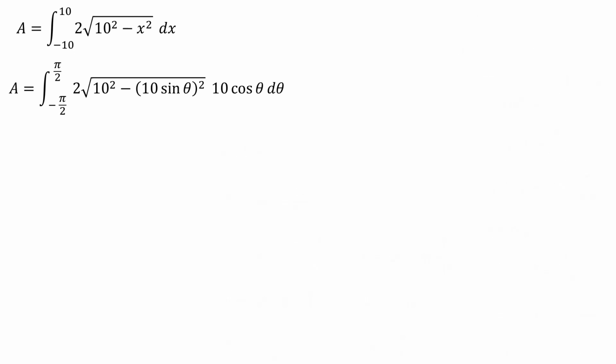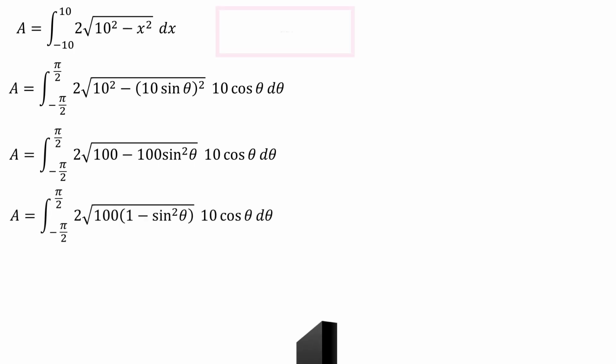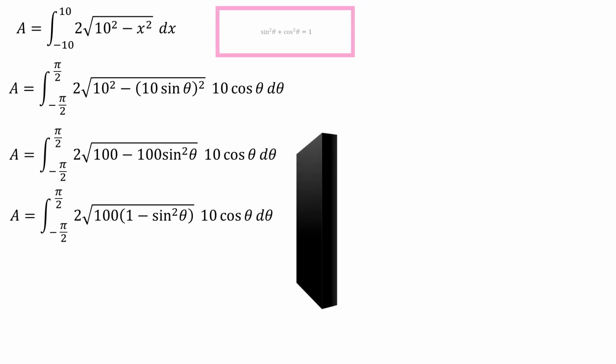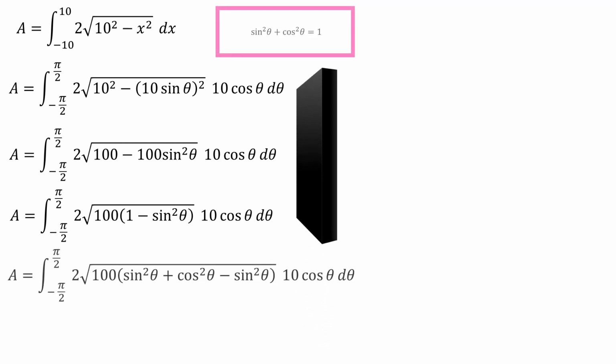Well, if I'm looking inside that square root symbol, I'm thinking, well, you know, 10 squared is 100, right? 10 times 10 is 100. And then 10 sine of theta multiplied by 10 sine of theta. Well, 10 times 10 gets me the 100. Sine of theta times sine of theta gives me sine squared of theta. Hey, inside that square root symbol, I see a common factor of 100. So I can factor out that 100. Leaves me with 1 minus sine squared theta.